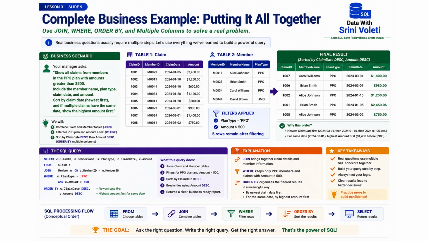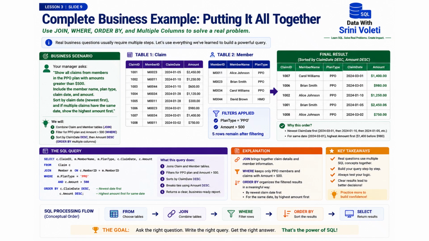Now let us take a look at the complete business example. Let's put all the things together. Throughout the lesson, we have learned several important SQL skills. Now it's time to bring them together to solve a real business problem.